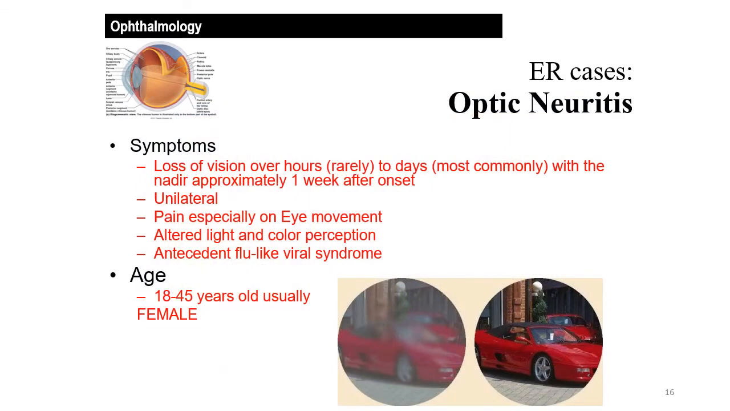Optic neuritis is the inflammation of the optic nerve. Most patients present with unilateral progressive blurring over the course of a few days. Minimal pain may accompany eye movement. Patients with optic neuritis are usually females belonging to the 18 to 45 age group.